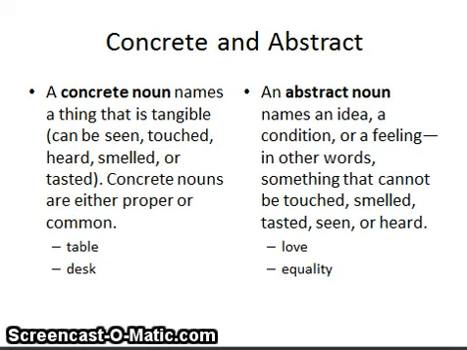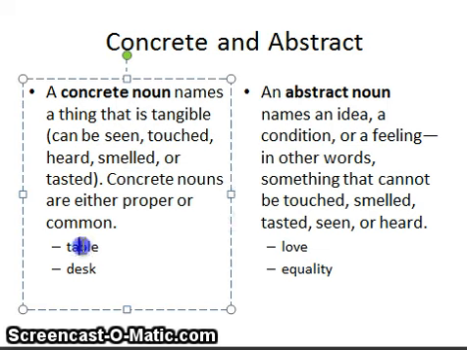Concrete nouns name things that are tangible. That means you can observe them with the senses, so that you can see them, you can touch them, you can hear them, smell, taste, whatever you'd like. Concrete nouns can be either proper or common, as you'll see in a second. In this case, I used two common ones, table and desk, as examples.